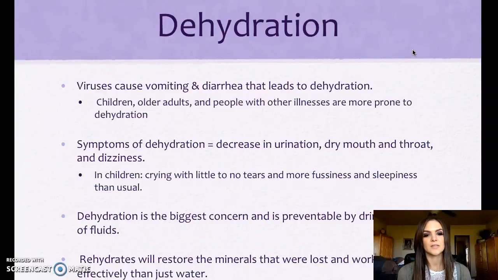The symptoms of dehydration are a decrease in urination, dry mouth and throat, and dizziness as well. In children, you'll notice they cry, but there's little to no tears at all, and even more fussiness and sleepiness than usual, so people have to pay attention to that.